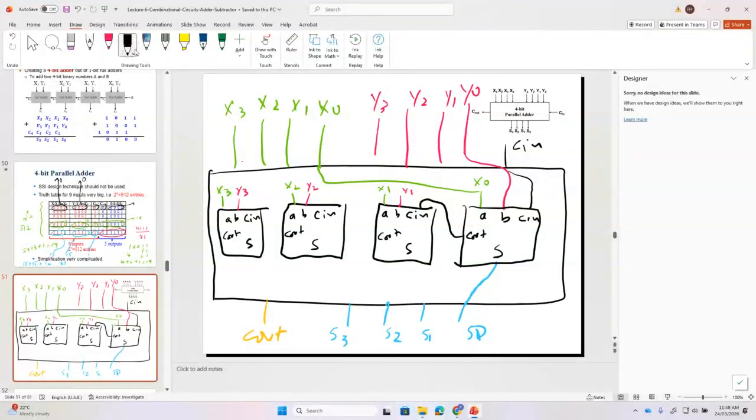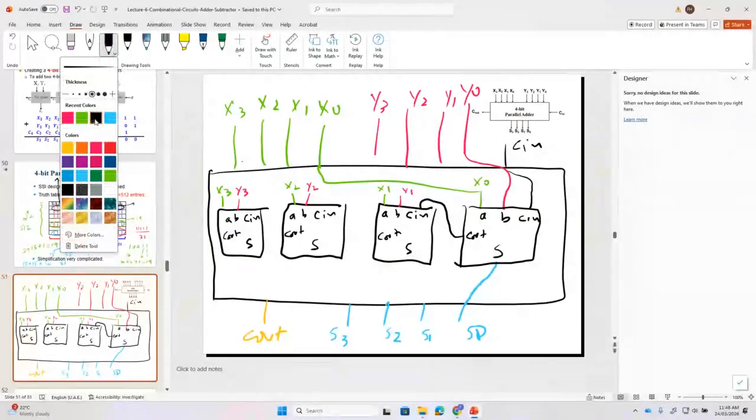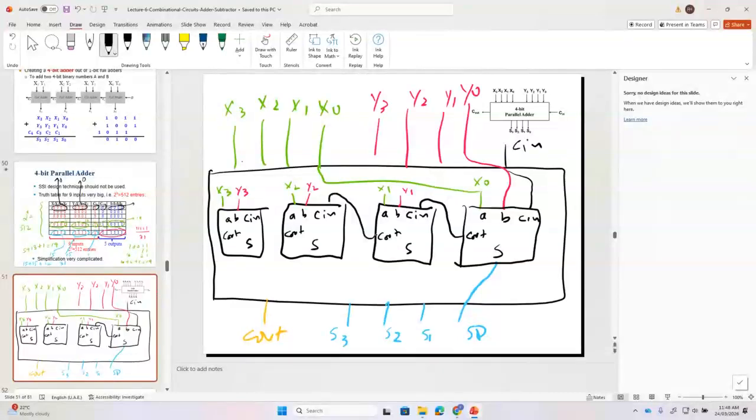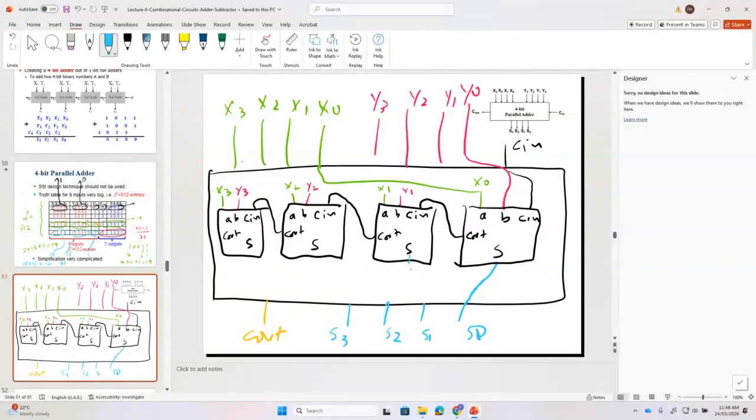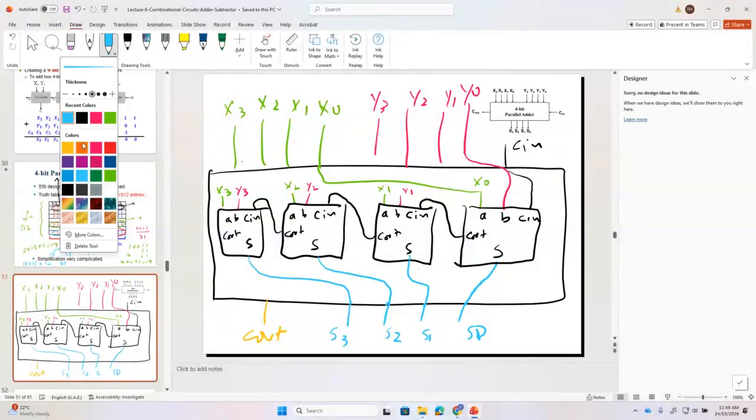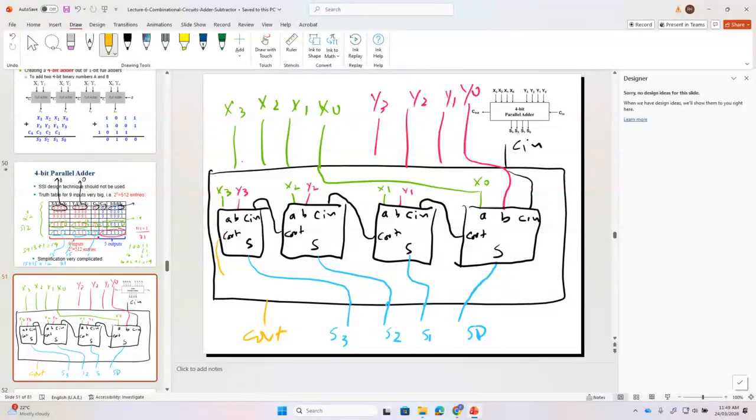And the carry out from this stage will go to the carry in of the next stage. And the carry out from this goes to the carry in of the next. And where should I connect this S? S1. And then S2. Then S3. And please remember, can you see here, this C out is connected to the minus. Any question? I hope I answered your question now.